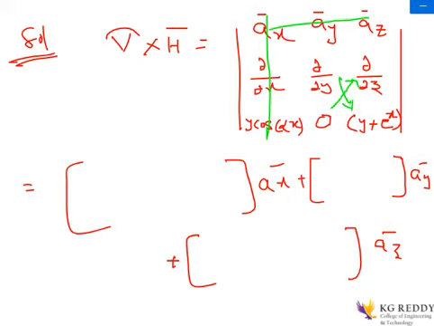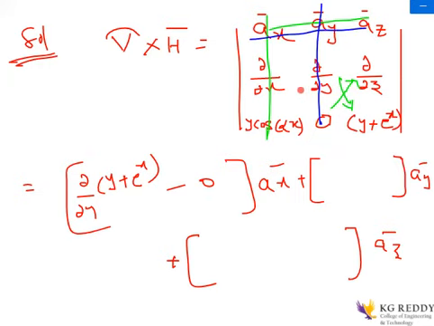When you are multiplying this, you will be getting dou by dou y into y plus e power x, minus 0 into this. Minus 0 into whatever it may be will become 0. So we got this component. Now what I am doing is removing this part.